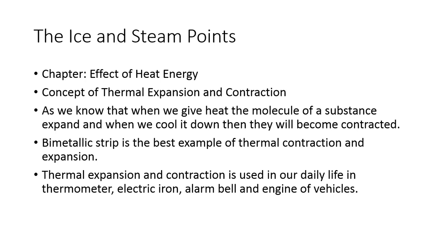A bimetallic strip is made from two different materials. One is iron and one is brass. These two different materials have their own thermal contraction and expansion temperature. It means that they expand and contract at different temperatures from one another.